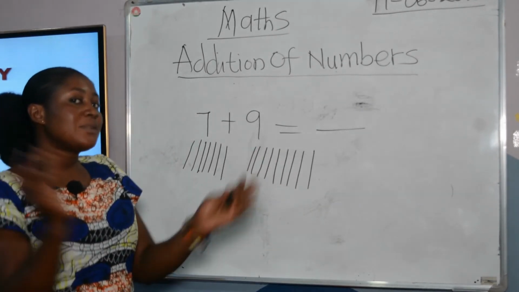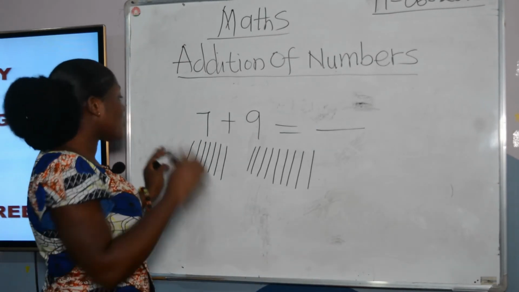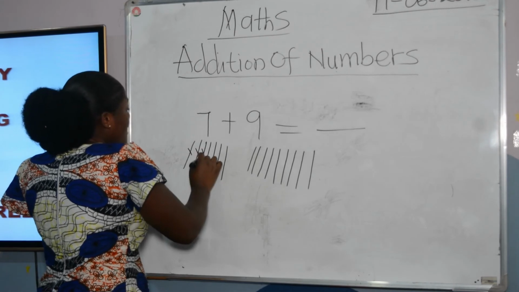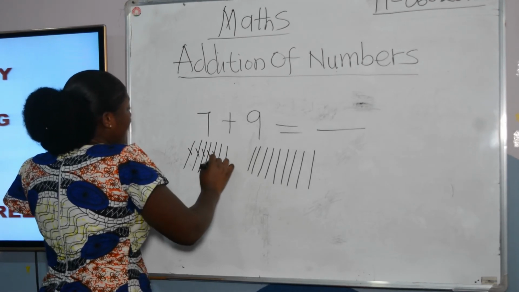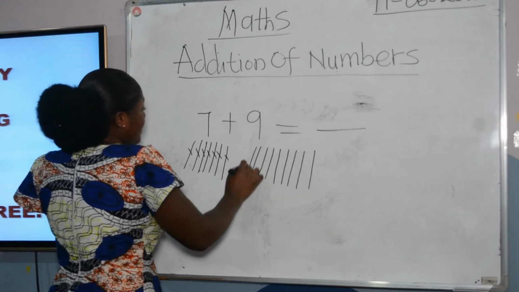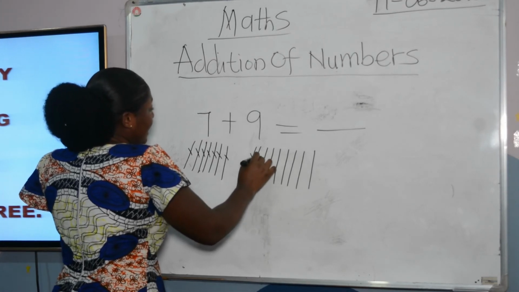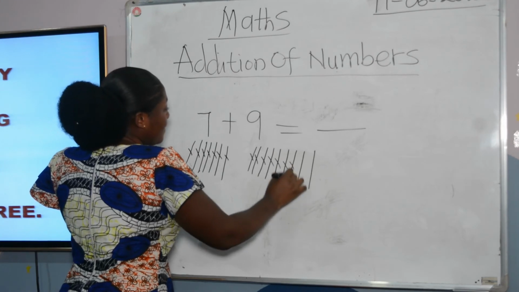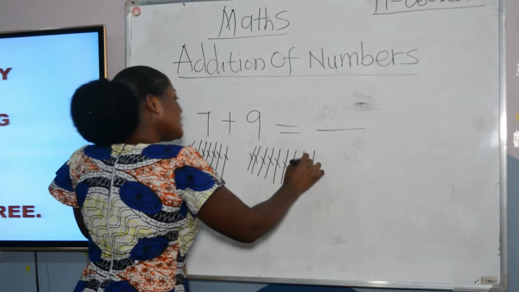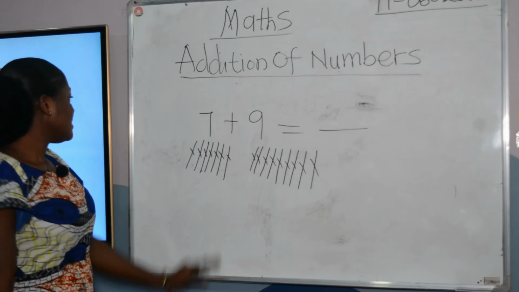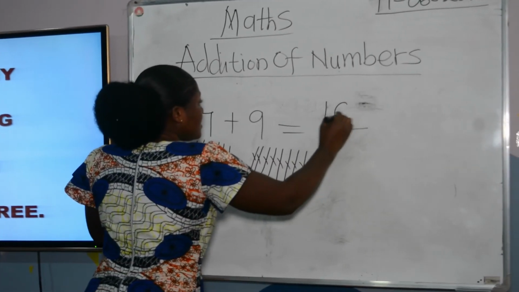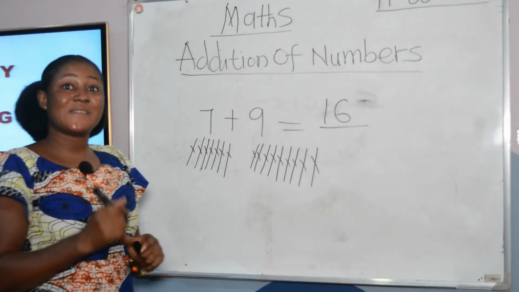Now we are going to put them together by crossing them. So let's go. 1, 2, 3, 4, 5, 6, 7, 8, 9, 10, 11, 12, 13, 14, 15, and 16. So 7 plus 9 will give us the results. 16. Were you able to do it at home?